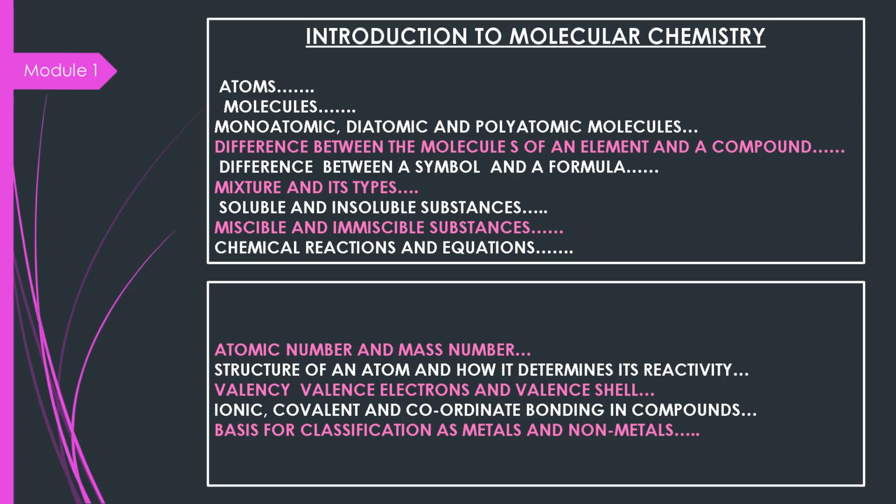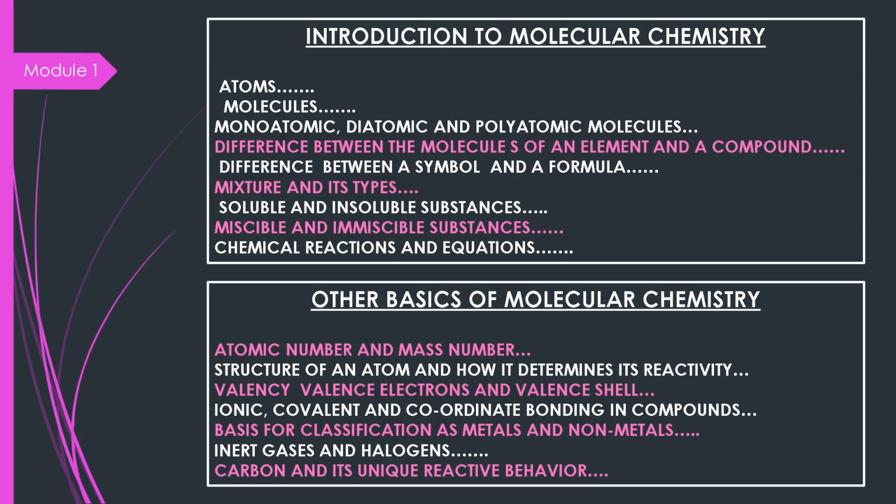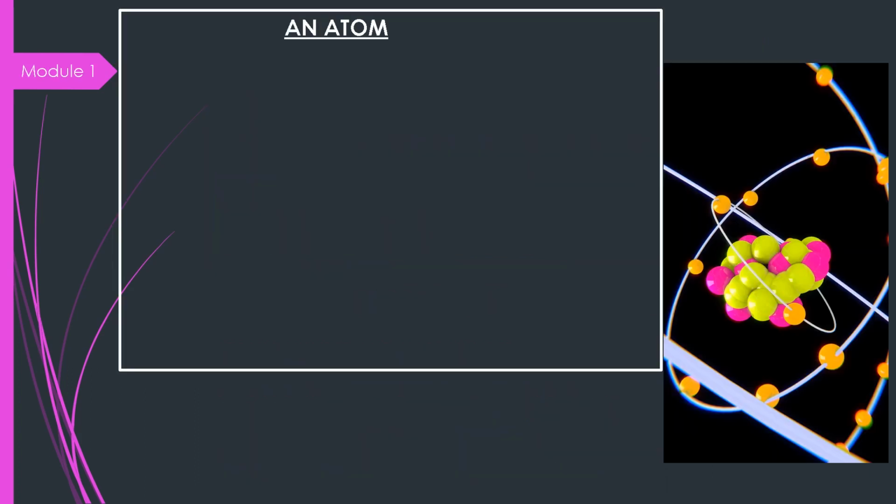gases and halogens. And the carbon molecule, which is a wonder molecule, we will learn why it has got a unique reactive behavior, giving rise to a branch of chemistry called organic chemistry. So all these basics we are going to deal with in the first 5 to 6 modules of our lessons. So let us start with an atom.